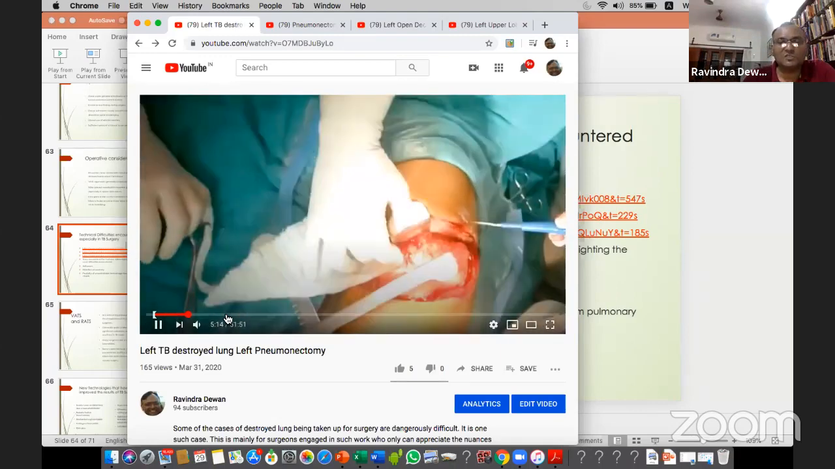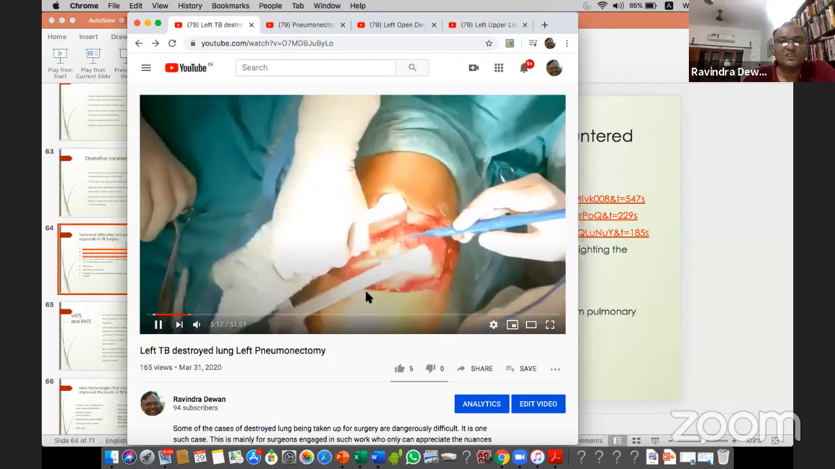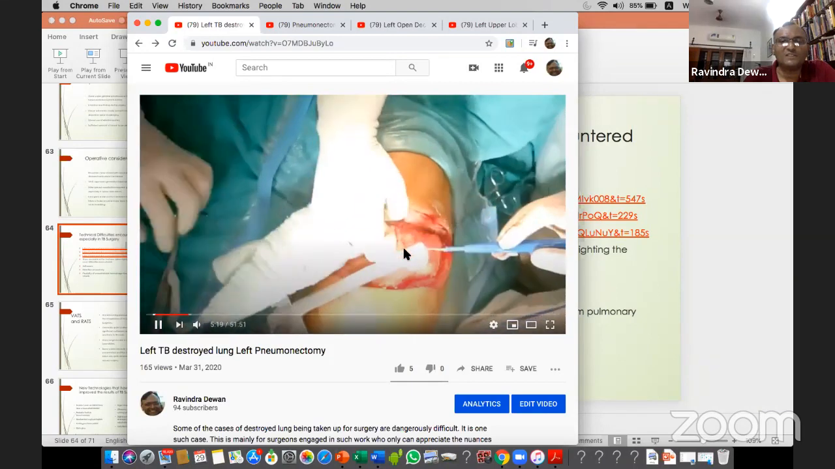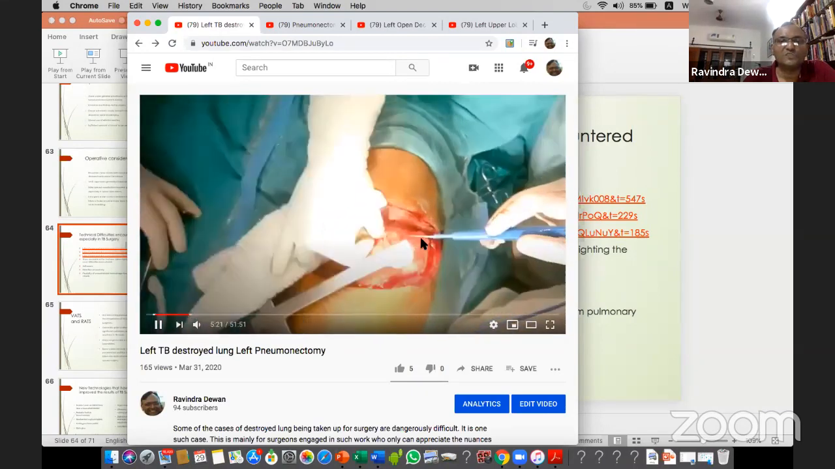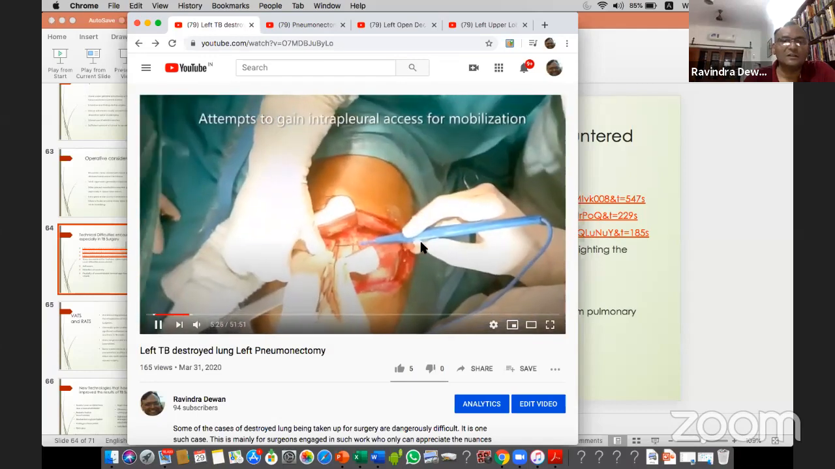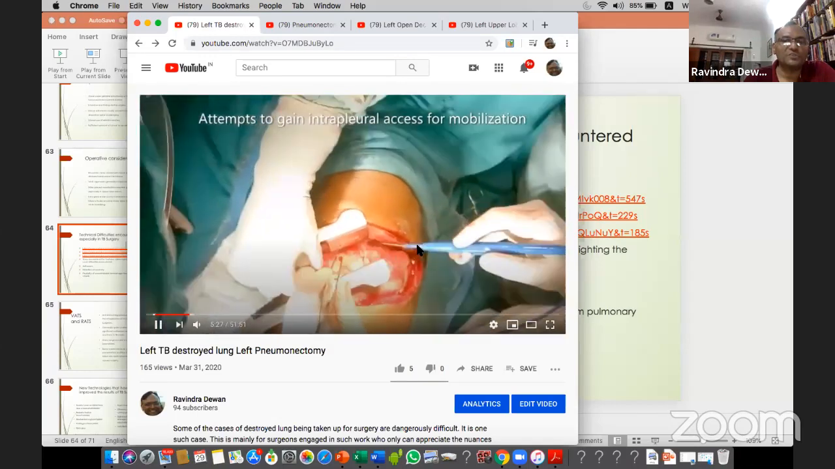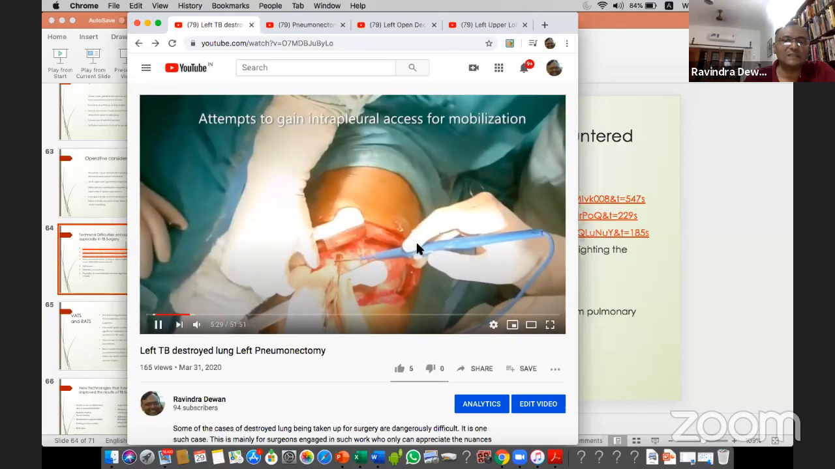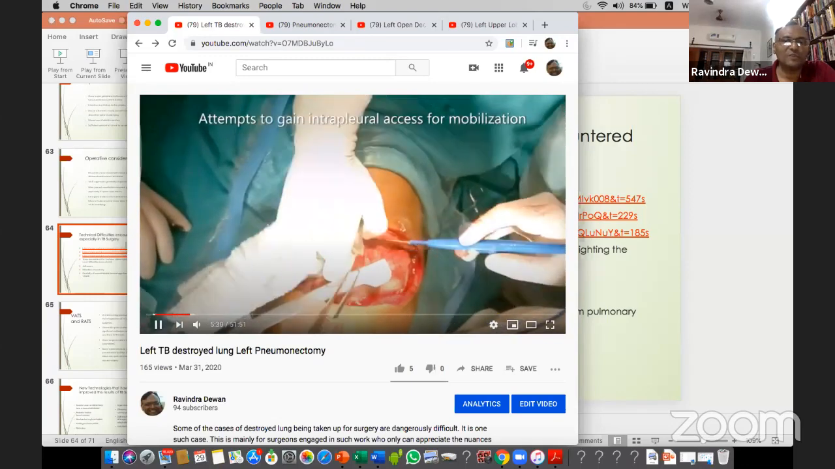Generally, in these cases, when we open the chest, it takes a long time to mobilize. There's almost no space available while you're mobilizing the lung. It has to be a careful procedure. Otherwise, the lungs can get severe injuries and there may be a lot of hemorrhage.